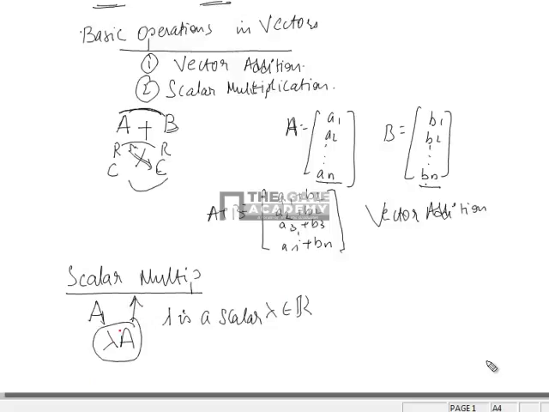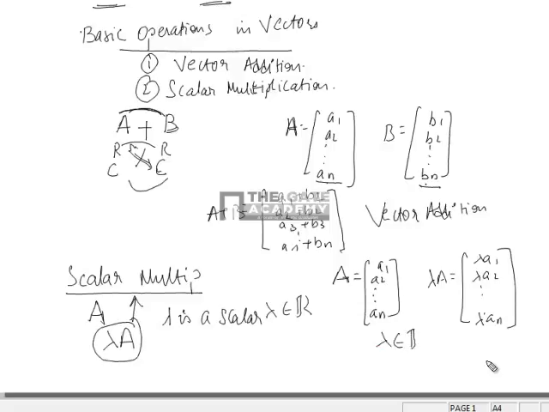Suppose A is looking like this: A1, A2, so on till AN. Then lambda A will be nothing but lambda A1, lambda A2, so on till lambda AN. Clear? So lambda is a real number. This is nothing but scalar multiplication.